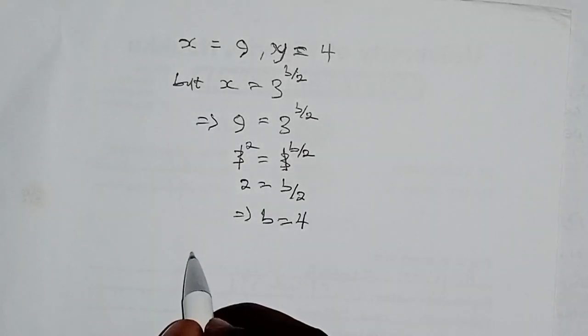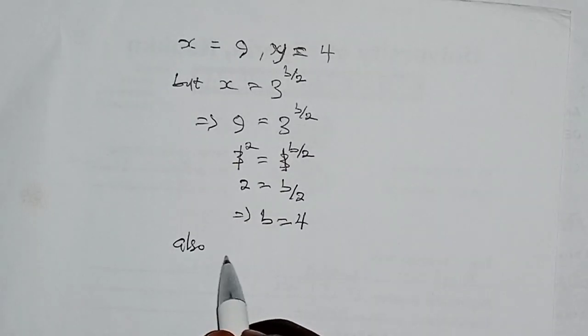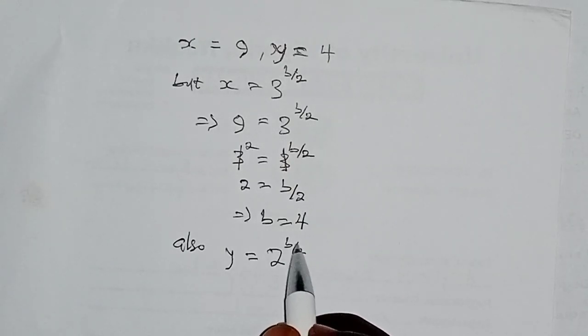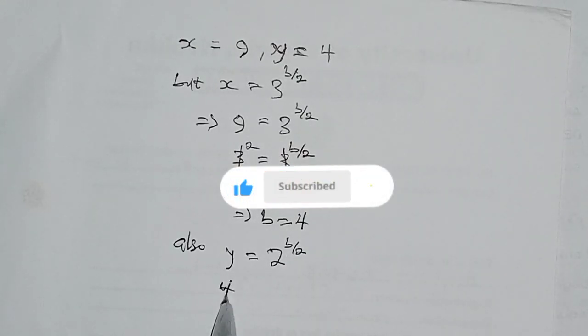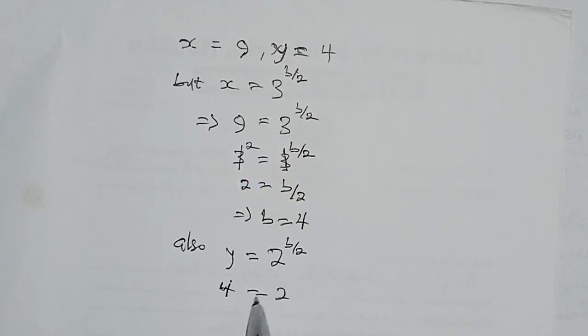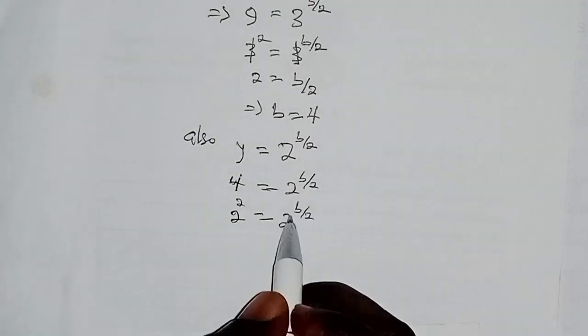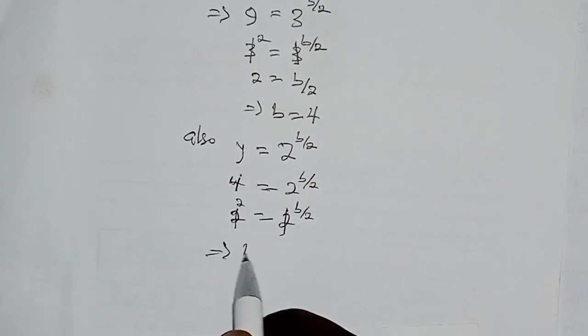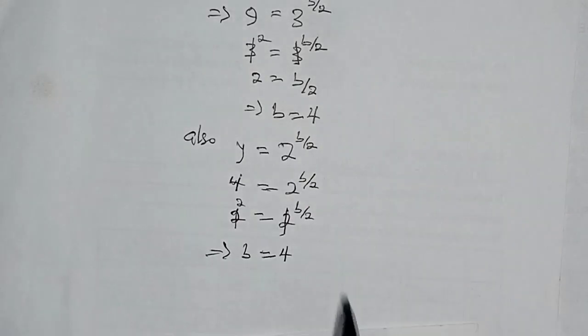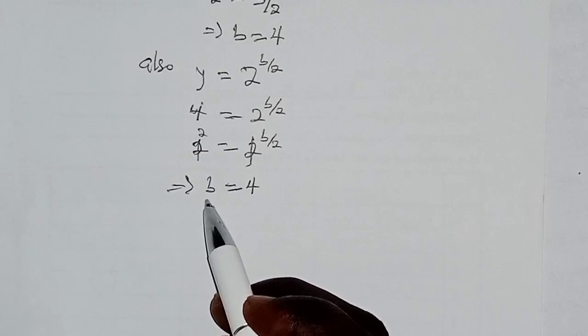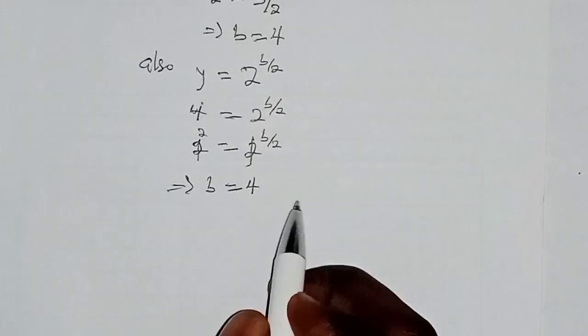Now also, my y was set to be 2 raised to power b divided by 2, but I have y equal to 4, which is equal to 2 raised to power b divided by 2. I can express 4 as 2 raised to power 2, which is equal to 2 raised to power b divided by 2. Then the bases cancel, and I have that b is equal to 4. So you can see that whether we get b from x or from y, b is equal to 4.